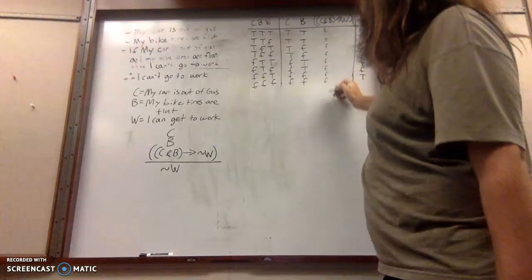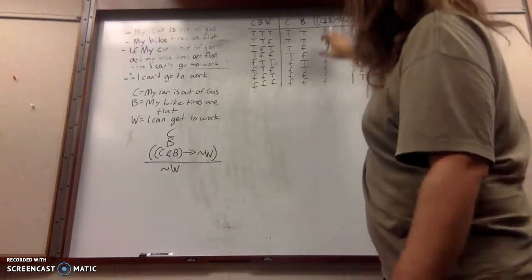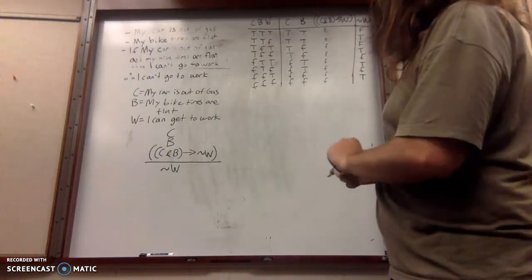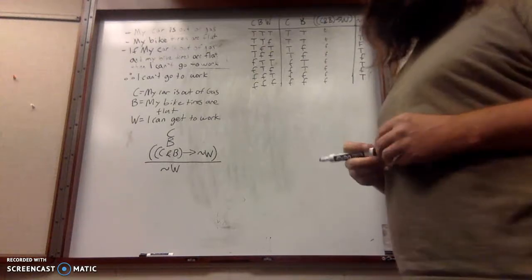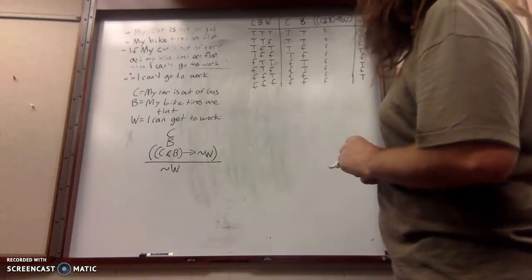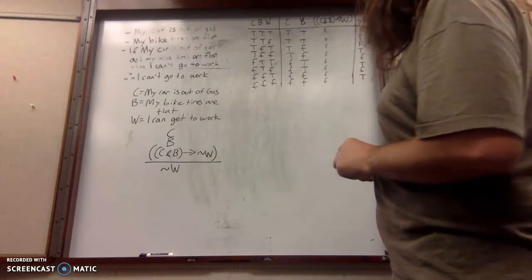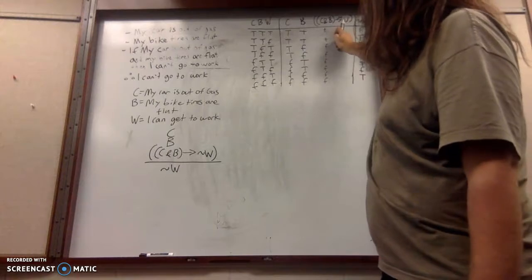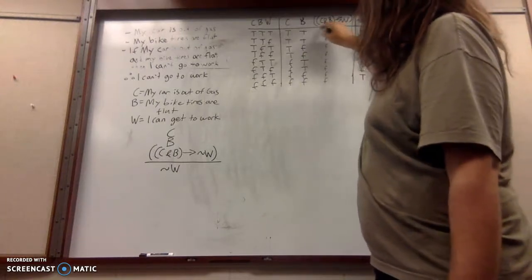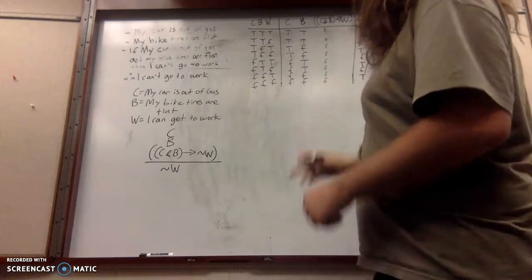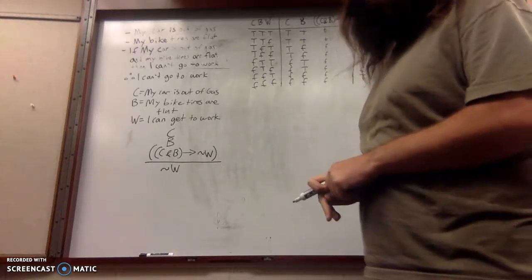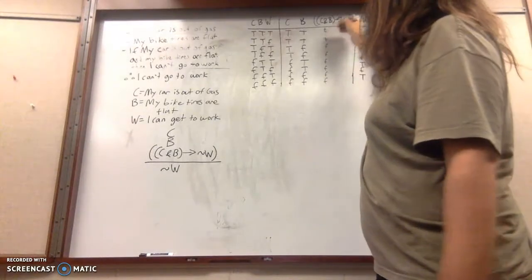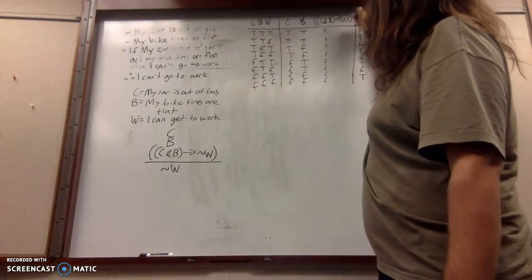Now, I don't care about this row. This row doesn't tell me anything, except solving for this whole premise. So then we have the negation W. Remember, a conditional is false when the antecedent is true and the consequent is false. So this whole conditional is going to be false when this is true and when not W is false.